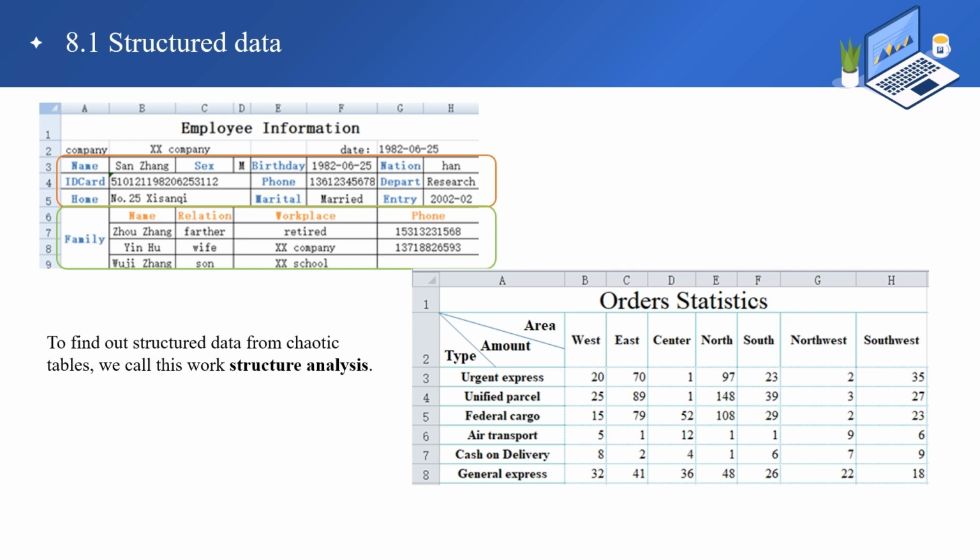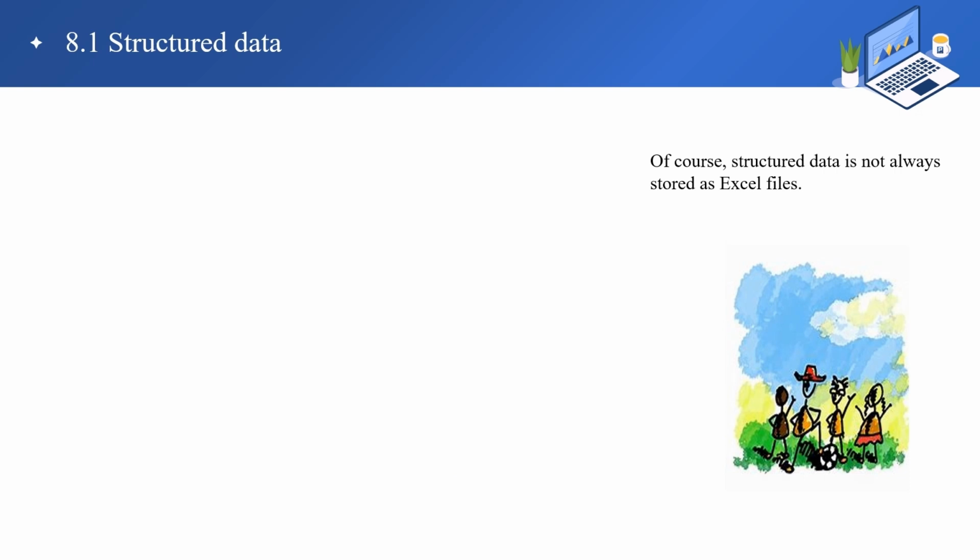To find out structured data from chaotic tables, we call this work structure analysis. It is not a very obvious and easy task. We need to design a reasonable data structure according to different conditions and objectives. Structure analysis is also a very important work. If the data is not structured, it is difficult to implement further calculation, and the data that cannot be calculated is meaningless. Of course, structured data is not always stored as Excel files. Conversely, the data stored in Excel is not always structured data.